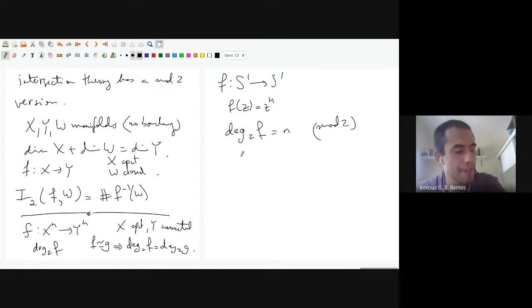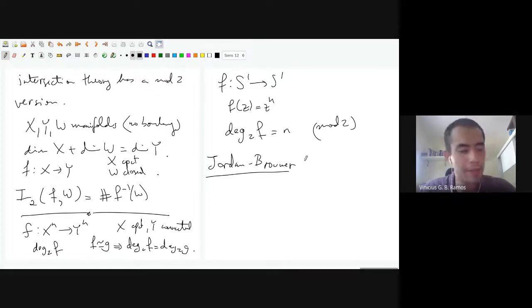Okay, but the degree mod 2 seems kind of useless, or really, really simple, but it'll be enough to prove a very nice theorem that we'll prove next time, which is called the Jordan-Brouwer theorem. Let me just state the Jordan-Brouwer theorem, so you can see how powerful even the mod 2 degree is. It's basically the generalization of the Jordan curve theorem.